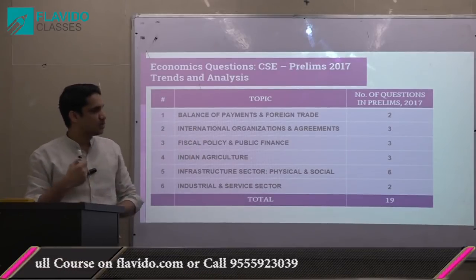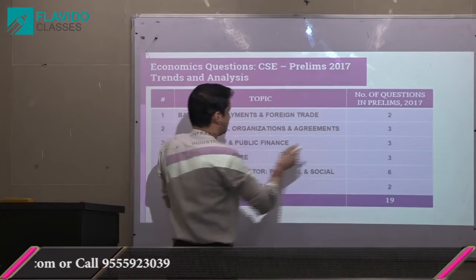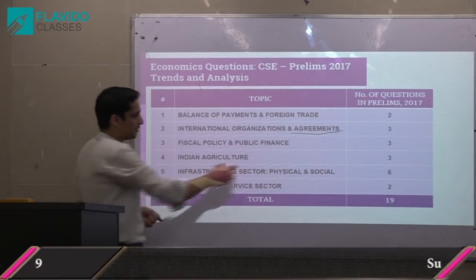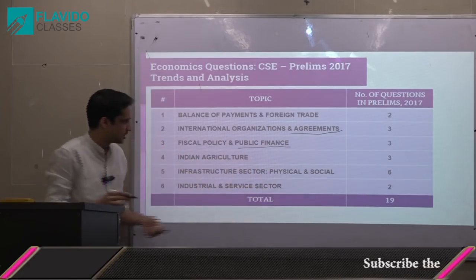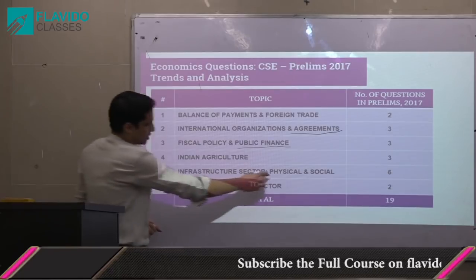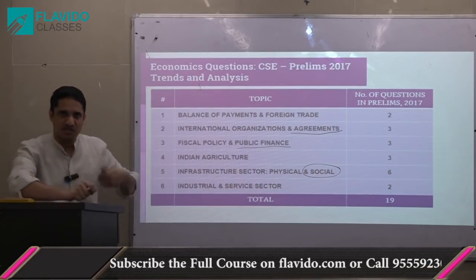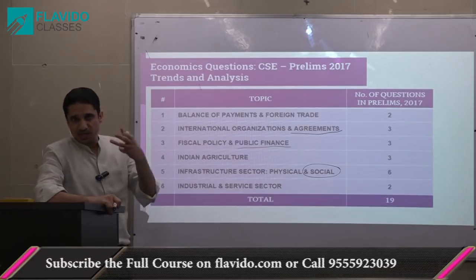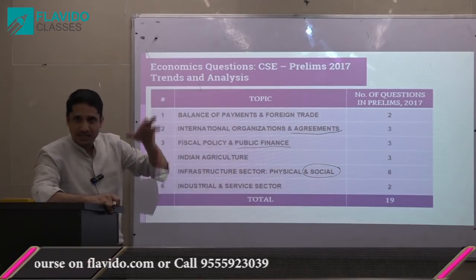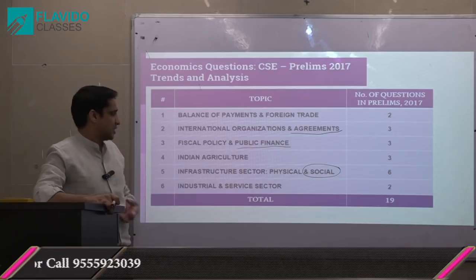We are going to cover the balance of payment, then the international organizations and agreements, which is a major component, and then the fiscal policy and public finance, the budget and all these provisions. Then we are going to discuss the Indian agriculture sector and social infrastructure. All these schemes, for example education related schemes and health related schemes, come under the social infrastructure of the economy. We are going to cover this static portion dovetailed with the current affairs components.